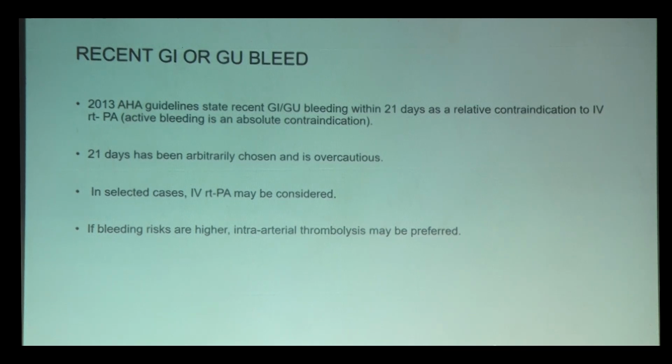And for any recent GI or genitourinary bleed, 21 days is usually arbitrarily chosen as an overcautious method. In selected cases, alteplase can still be considered. Thrombolysis can be considered, and especially if the bleeding risks are higher, we can consider intra-arterial thrombolysis in these patients.